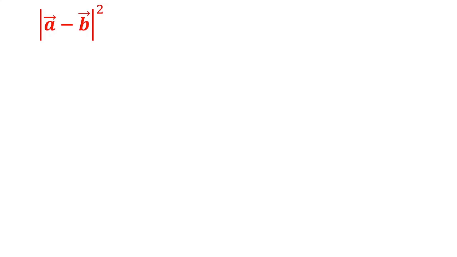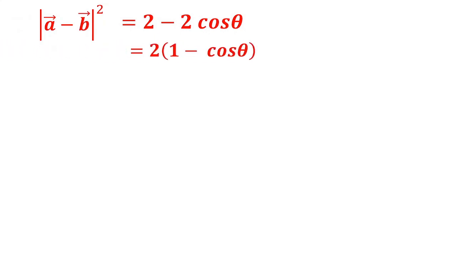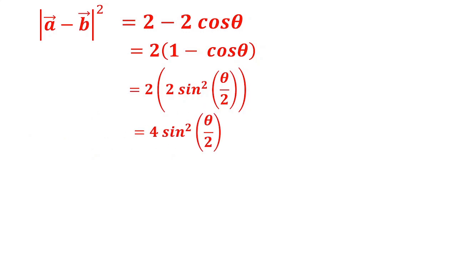Let us continue. Magnitude of A minus B whole square. We have just to prove that it is 2 minus 2 cos theta. Let us take 2 outside. It will become 2 into 1 minus cos theta. We already have a result. 1 minus cos 2 theta is 2 sin square theta. But here you are having theta. Therefore, it will be 2 sin square theta by 2. Multiply. It will become 4 sin square theta by 2.